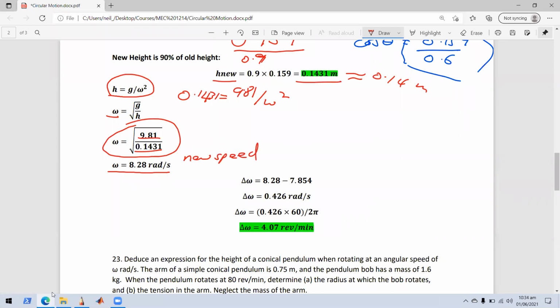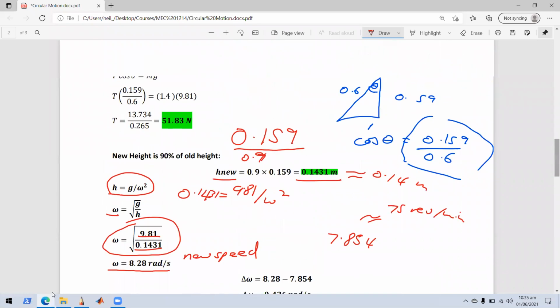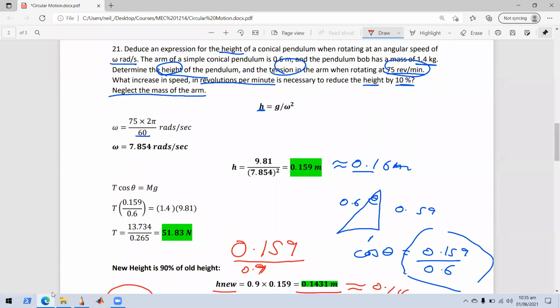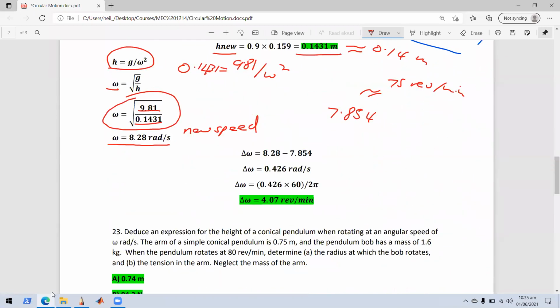Now, the old speed was 7.854, which is approximately 75 revs per minute up here. So the increase in speed is this new speed minus this old speed: the 8.28 rads minus the 7.854. This here is the change in speed, or increase in speed.